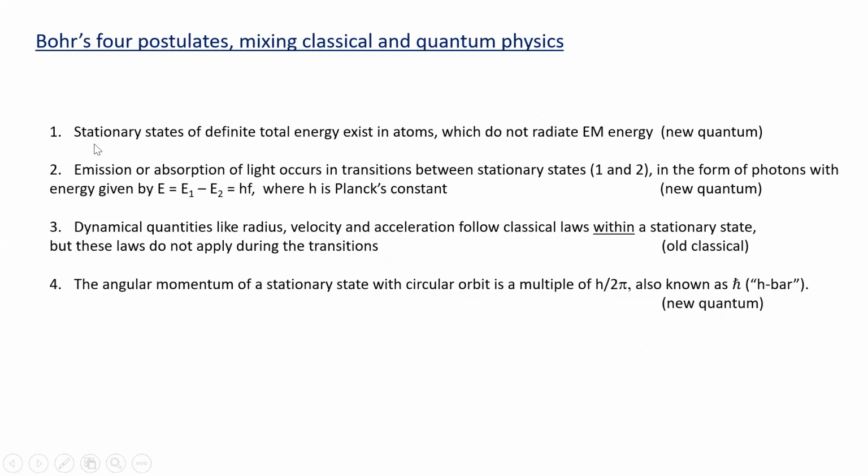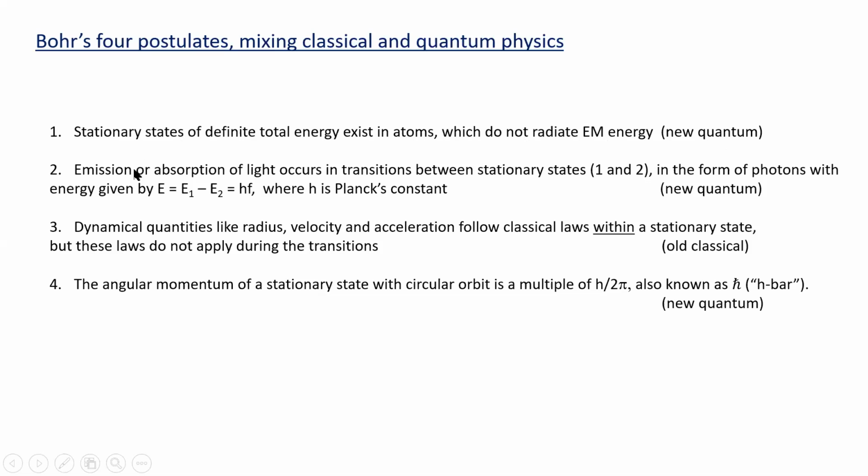He said there were stationary states with definite total energy, which exist in atoms, and which do not radiate electromagnetic energy. And he didn't explain how this was possible. He just said that this was how things must work. By evidence, atoms do not implode and self-destruct, so this must be a new principle. So this was a new quantum principle of these stationary states where electrons existed but were not radiating away their energy.